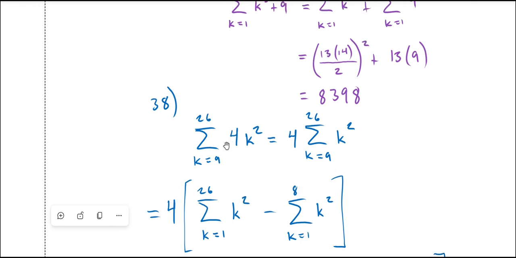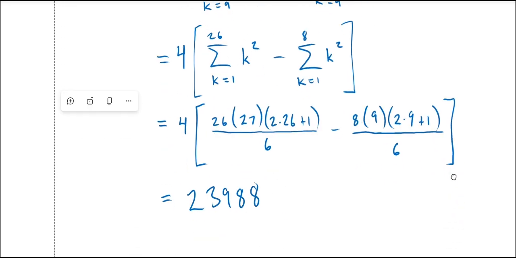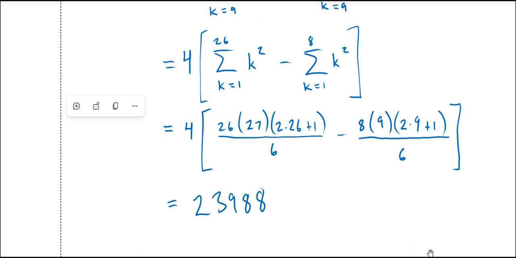That's a good sign. And then over here, we want to take this and factor out the 4 as a constant up front so that we can focus on this k squared. This summation does not start at 1, it starts at 9. So we're going to want to sum from 1 to 26, and then delete the elements from 1 to 8. Plugging in these numbers 26 and 8 into the formula for the squares, and then taking a difference, multiplying by 4, we get the answer we got before.